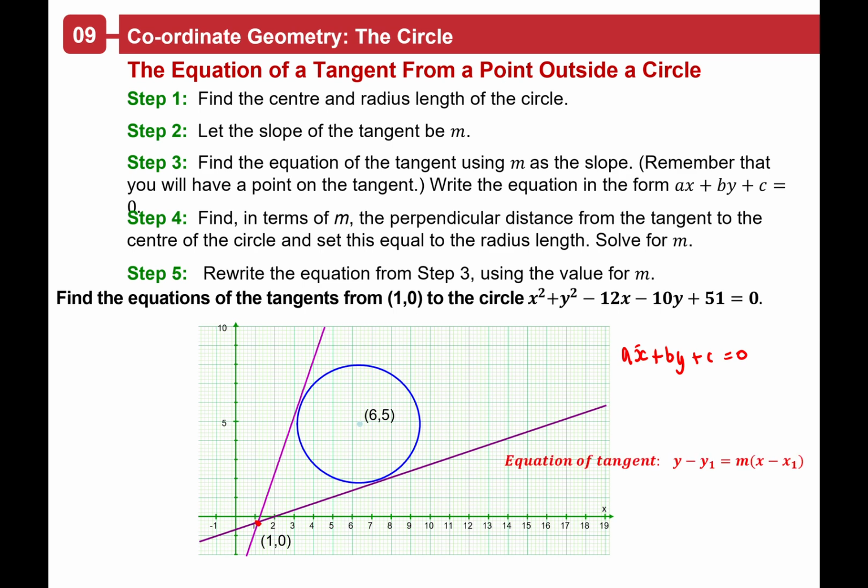And to find your equation of the tangent, we can use the formula y minus y1 equals m times x minus x1. Okay, so our equation of the tangent, substituting in our point of the line, gives us y minus 0 equals m times x minus 1. So our equation of our tangent is equal to mx minus y minus m equals 0. So I just have to find my slope, and then I'll be able to find my equation of the line.